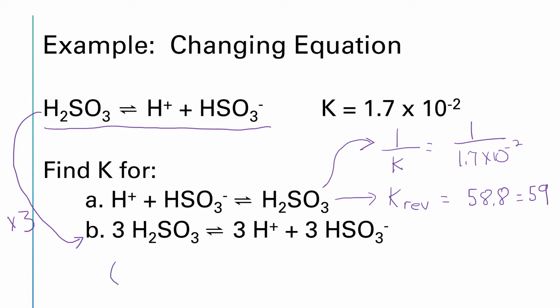So for the reaction in part B, we'll take 1.7 times 10 to the minus 2 and raise that to the third power. Now in this calculator that I'm using at the moment, I'd enter 1.7 times 10 to the negative 2, and then I've got this y to the x key, so I'll hit that, and then I'll hit a 3 to cube that number. And I'm going to flip that over into scientific notation, and the answer that I got was 4.9 times 10 to the negative 6.